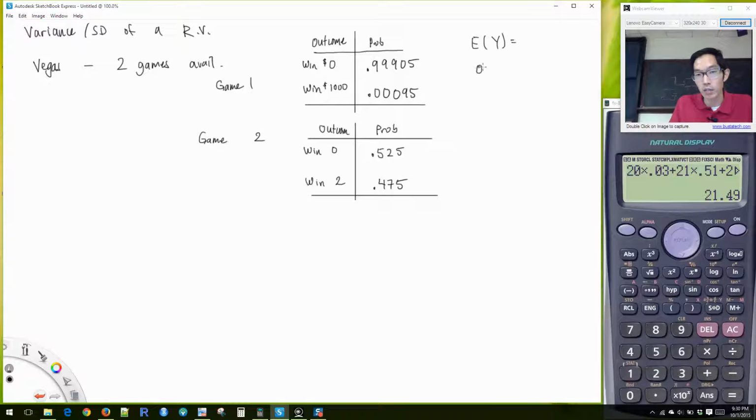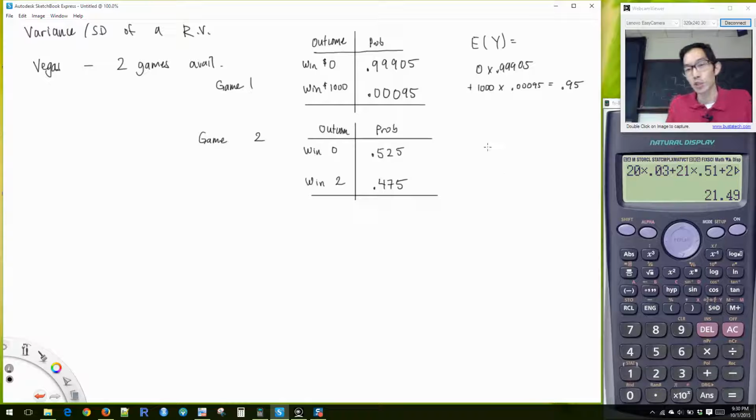95 cents, right? I do 0 times 0.99905 plus 1,000 times 0.00095, and I get 95 cents. Meaning, when you pay $1 to play, your expected winnings is 95 cents. Okay? And so this game could probably exist because the casino maintains a small edge.